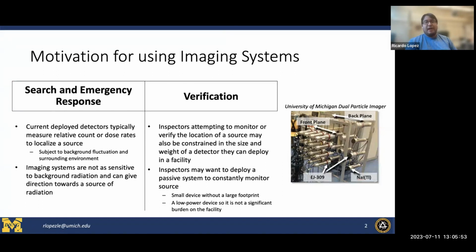Here, the premise is that you have inspectors who are attempting to monitor or verify the location or composition of a source in, say, a drum. The scenarios where you often see this employed are, say, treaty verifications, more specifically, warhead verifications between nations. Under these circumstances, inspectors typically would want to deploy passive systems in order to monitor the source. And depending on where you happen to be deployed or where you're doing these kinds of measurements, there are a lot of other constraints that you may have to keep in mind.